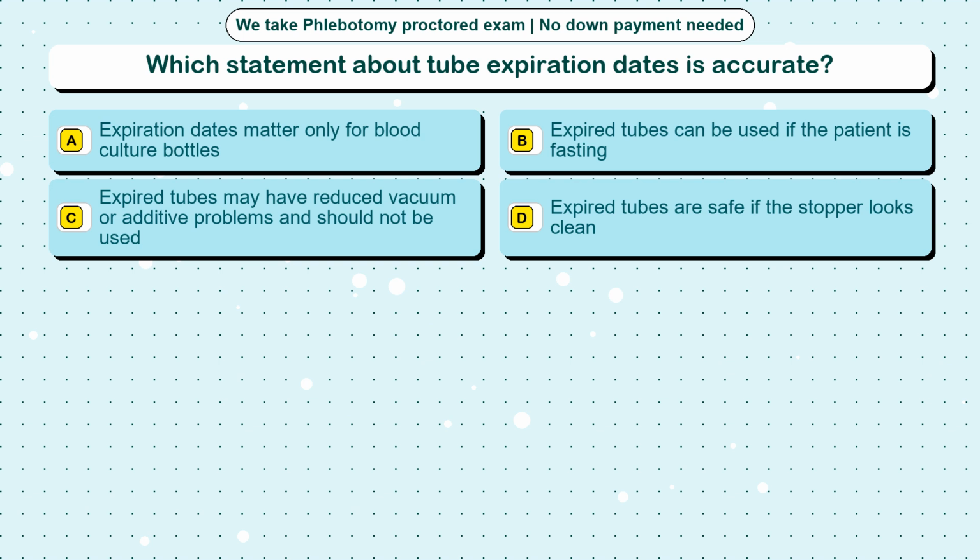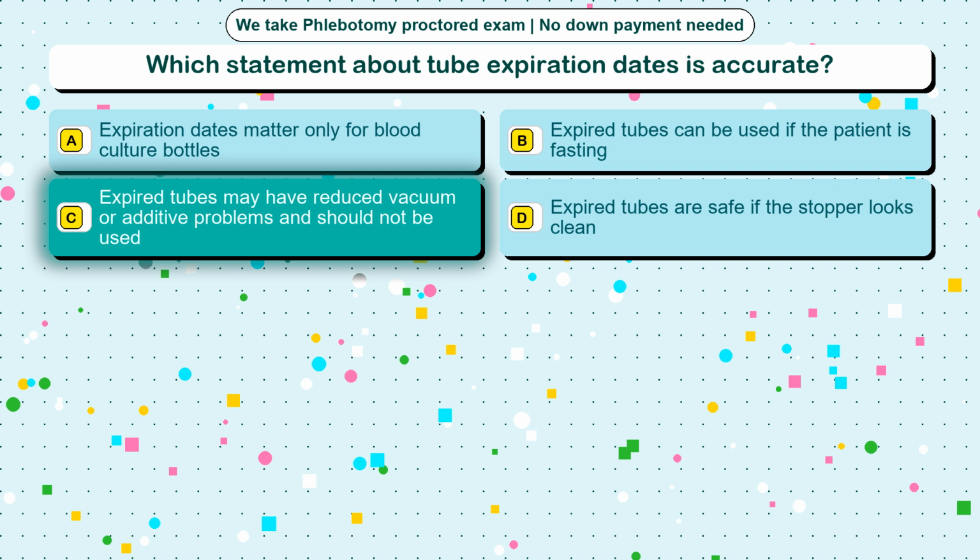Question 56. Which statement about tube expiration dates is accurate? Option A, expiration dates matter only for blood culture bottles. Option B, expired tubes can be used if the patient is fasting. Option C, expired tubes may have reduced vacuum or additive problems and should not be used. Option D, expired tubes are safe if the stopper looks clean. The correct answer is option C.